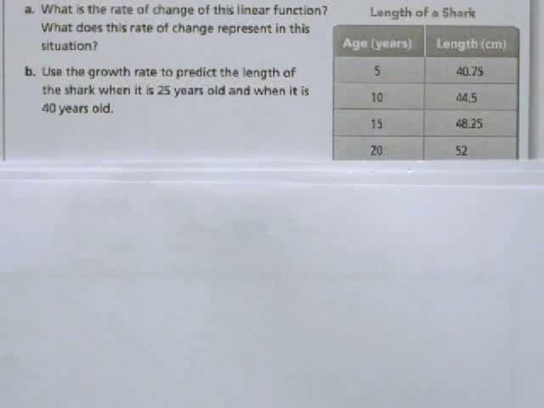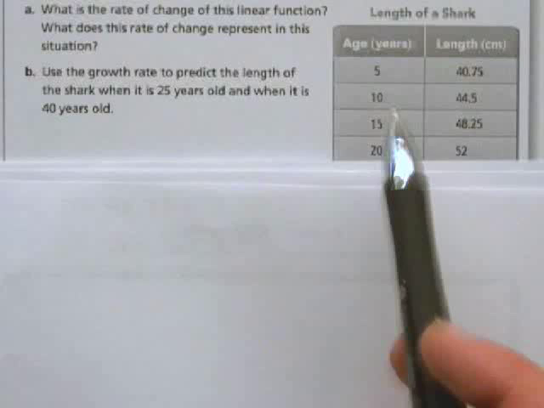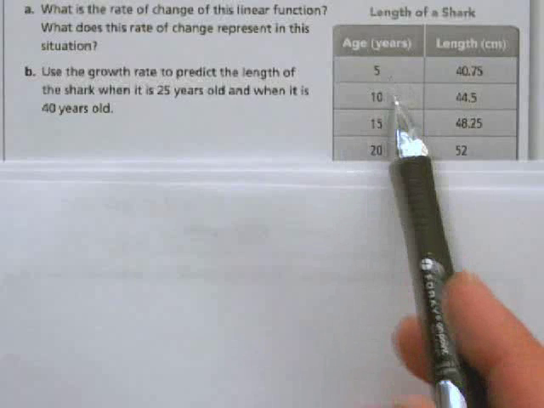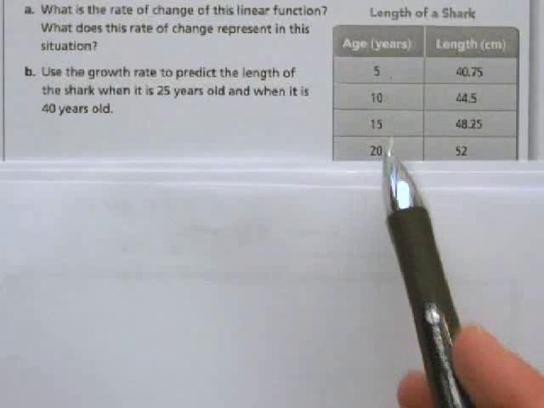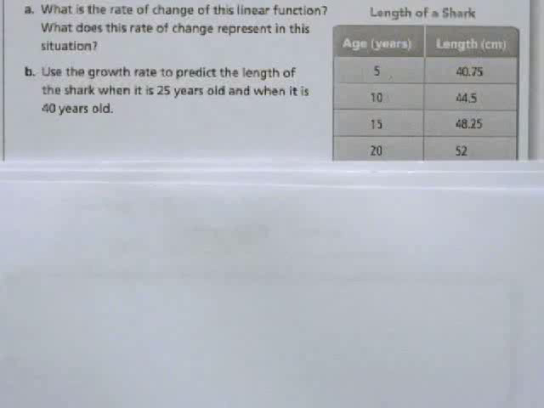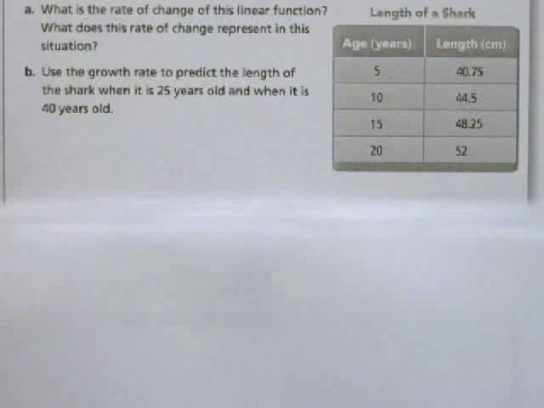Okay, so let's see. In terms of our x values, the age in years, that's pretty straightforward because it's going by 5s, right? Between 5 and 10 is 5, 10 and 15 is 5, 15 and 20 is 5. So we know that our input values have a constant rate of change between them. Let's look at our output values. In order to do that, we're going to need to do some arithmetic, which I've already done.